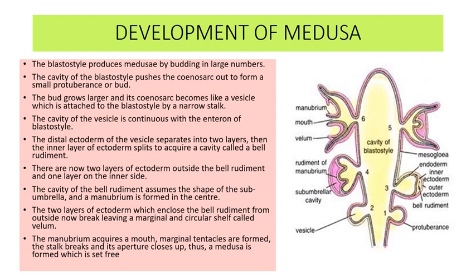The cavity of the bell rudiment assumes the shape of the subumbrella and the manubrium is formed in the center. The two layers of ectoderm which enclose the bell rudiment on the outside now break, leaving the marginal circular shelf called the velum. The manubrium acquires a mouth and the marginal tentacles are formed. The stalk breaks and its aperture closes up and a medusa is formed which is set free. So in this way, in these 6 steps, the medusa is developed on the blastostyle.